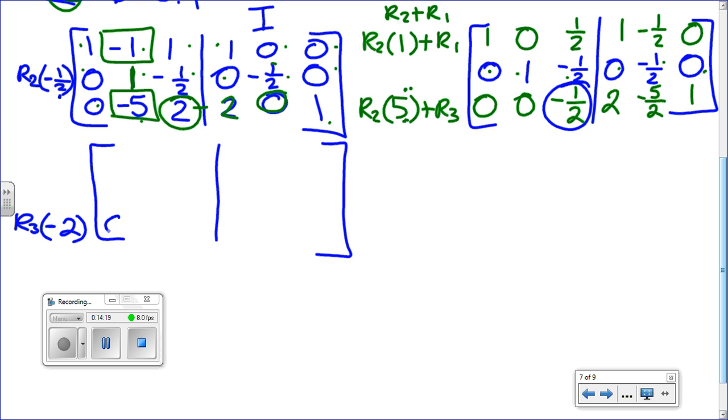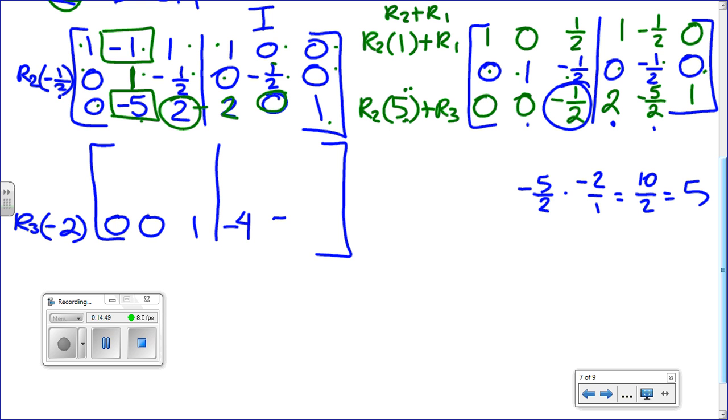0 times negative 2, 0. 0 times negative 2, 0 again. And then negative 1/2 times negative 2 is 1. And then we have 2 times negative 2, not plus. So 2 times negative 2 is negative 4. And then negative 2 times that one. So that's going to be negative 5/2 times negative 2. So that's going to be positive 10 over 2, which is 5. And then negative 2 times 1, negative 2.